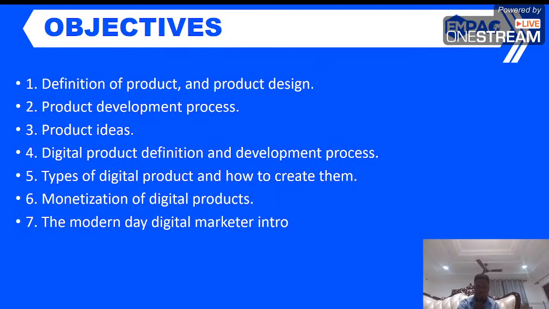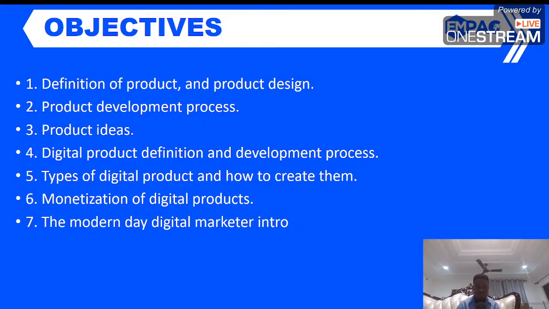So product design. Now, the objectives are: one, to have the definition of product and then the definition of product design itself. We'll be looking at the product development process. Then we look at product ideas. That will be some product ideas, and we'll relate them to the local life. Then we look at digital product definition and the development process of digital products. Then we look at types of digital products and how to create them.